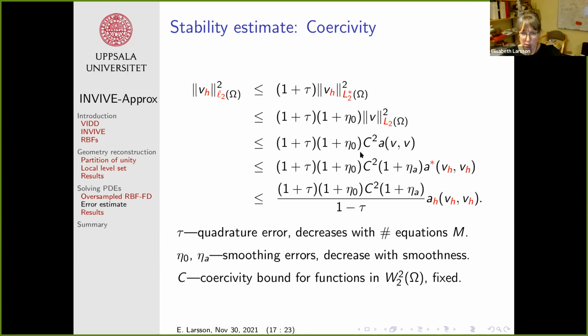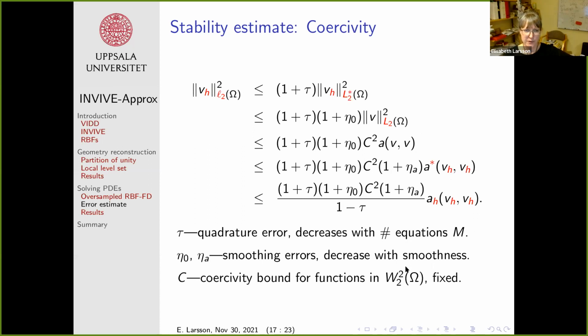And then we have the coercivity, because we can use that for the function v. We couldn't use it for vh because it's not in the space, but we can use it for v. So we come to the bilinear form, and then we go backwards. We do a smoothing estimate to get to the discontinuous trial function, and we do an integration error estimate to get to the discrete bilinear form.